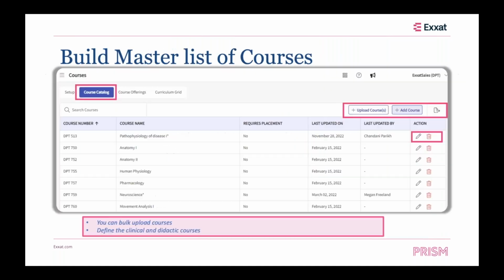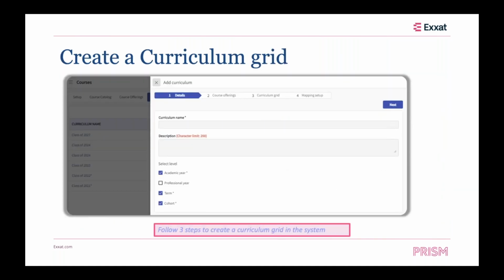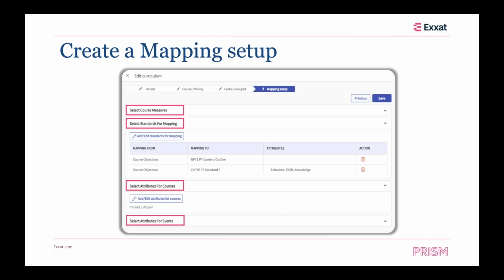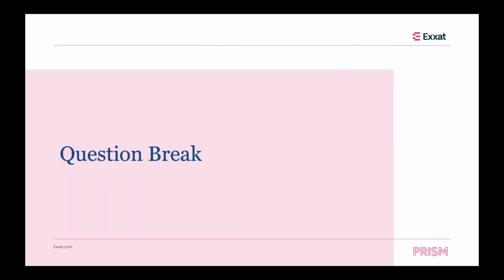We already covered how you can set up, you can create courses, course offerings, how you can create a curriculum grid. We just covered that. We covered how you can create a mapping setup, define your standards. So we covered that part. We covered the setup part, both with respect to courses and with respect to your standards and mapping.